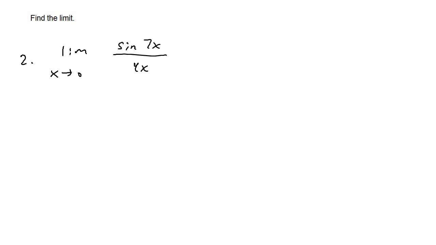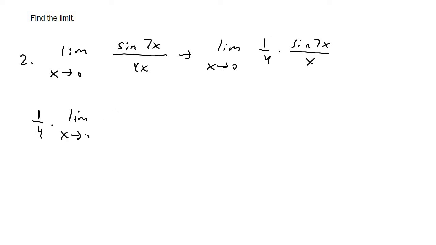Now for number 2, we have the limit as x approaches 0 of sine of 7x over 4x. So the very first thing I would do here is that we do have a 1/4 as a constant. So I can take that outside of the function sine of 7x over x. So we get the limit as x approaches 0 of 1 over 4 times sine of 7x over x. And then 1/4 is a constant, so I can take that outside the limit. So we have 1 over 4 times the limit as x approaches 0 of sine of 7x over x.